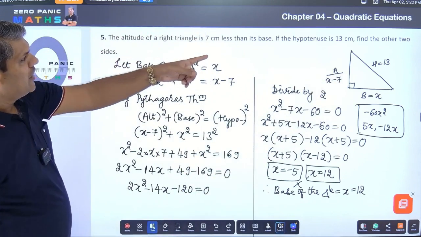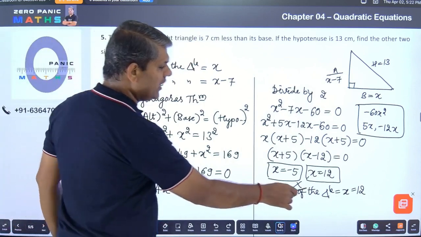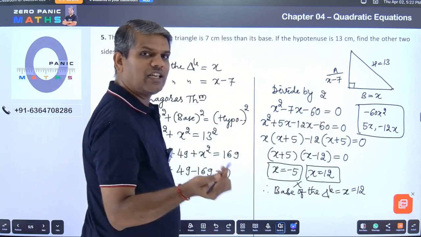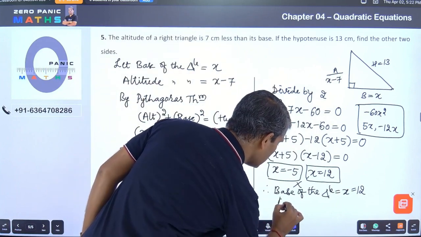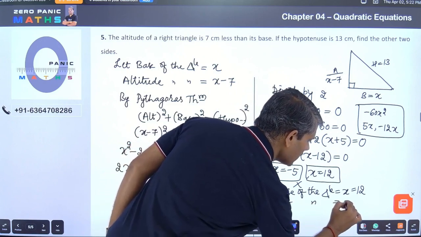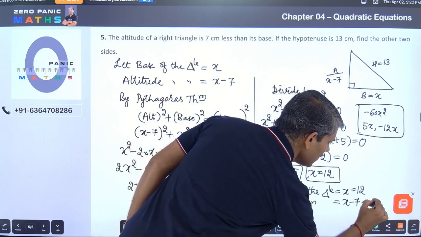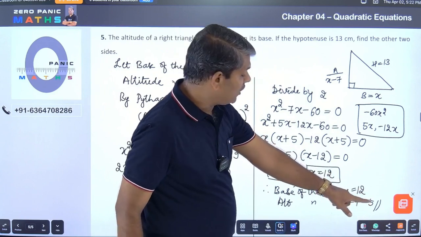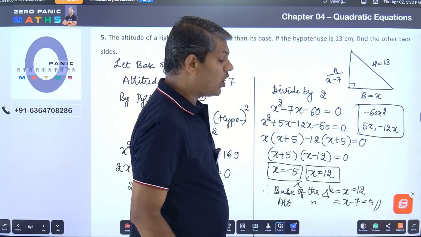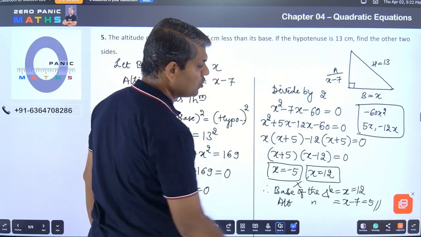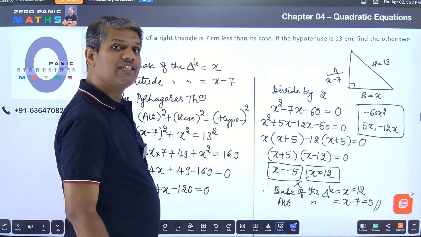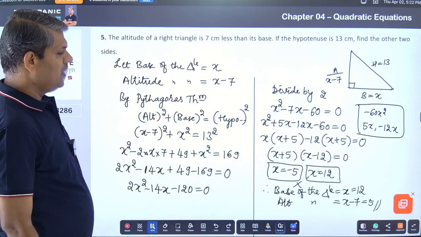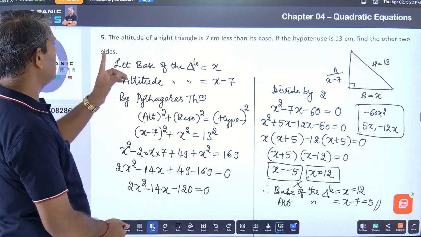What is asked? Find the other two sides. So base of the triangle is 12 and the altitude is 12 minus 7, that is 5, right? So you can write that also. Altitude of the triangle is equal to x minus 7, that is 5. 12 square plus 5 square, 12 square is 144, 5 square is 25. What is the sum of the two? 144 plus 25 is 169, that is 13 square. That is the verification. So this is the solution for this problem.